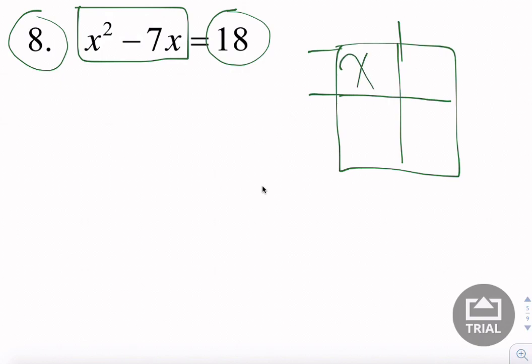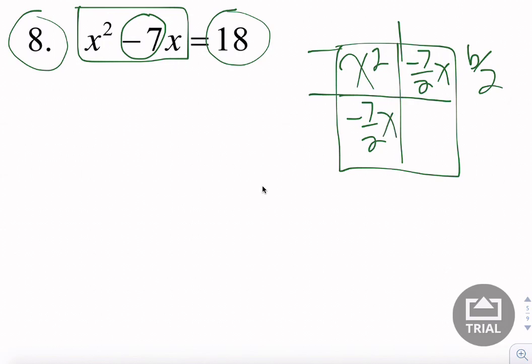So I know this is x squared, and these values in the boxes are always b over 2. So in that case, I'm going to have to take negative 7 and divide by 2. Negative 7 over 2x. Now, can I put that in a decimal? Yes, I can, because I'm dividing by 2. So I could put negative 3.5, although when you start working with decimals, sometimes squaring isn't as much fun. Anyway, so we've got that.